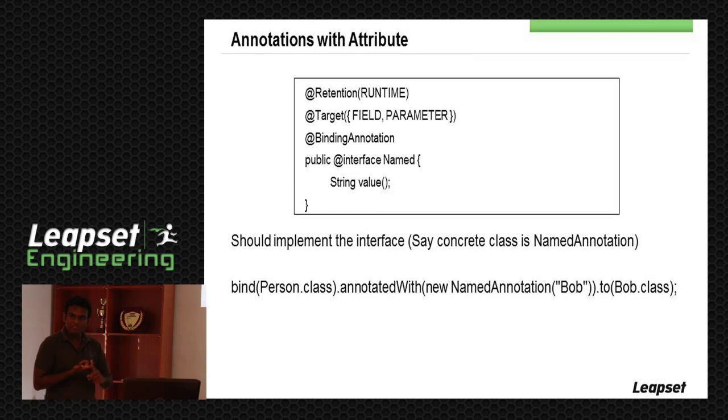So based on the string value, each class will get injected like this. It's a named annotation, so it has a value. So we are binding the person class with named annotation Bob. So whenever we are injecting @Named Bob, it will bind to the Bob class. Likewise, we can pass any strings there.